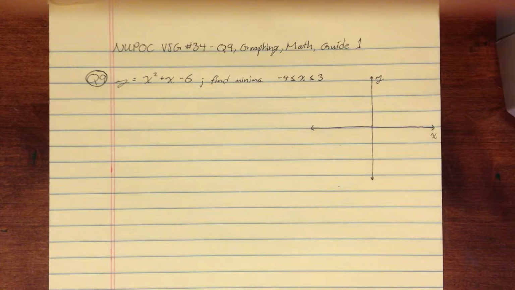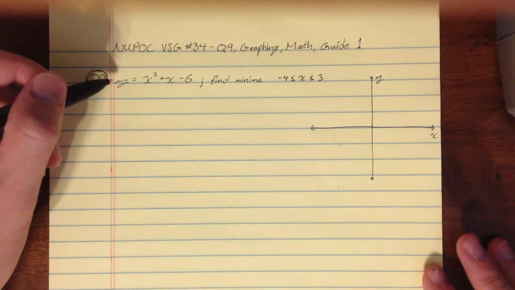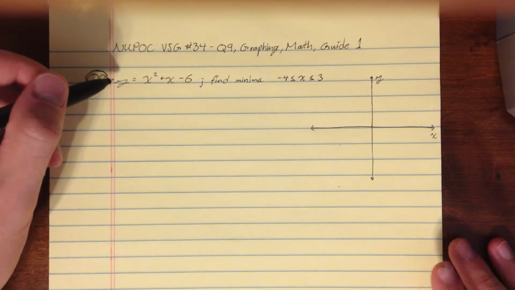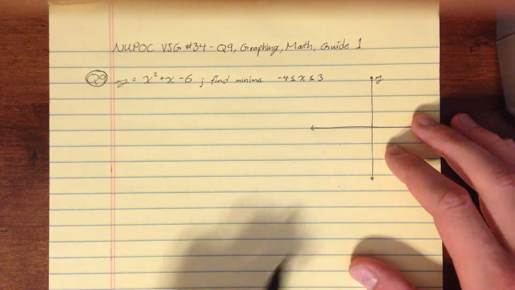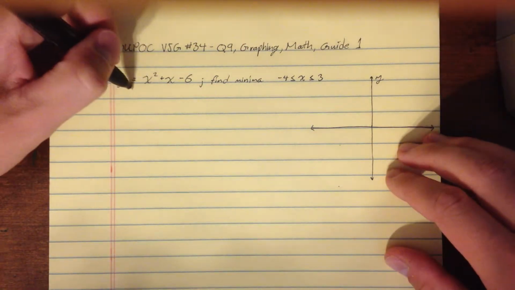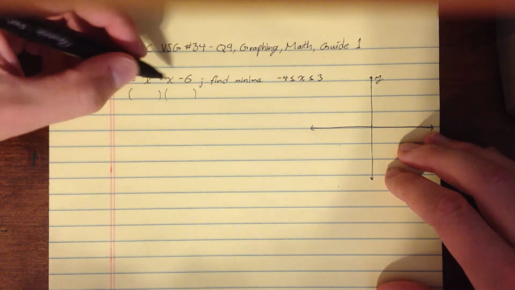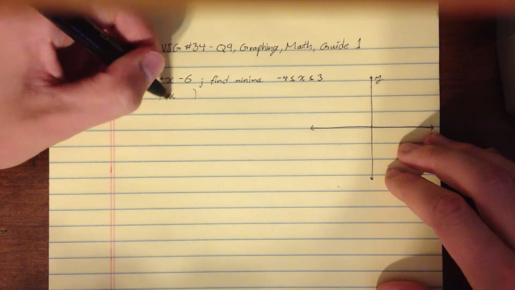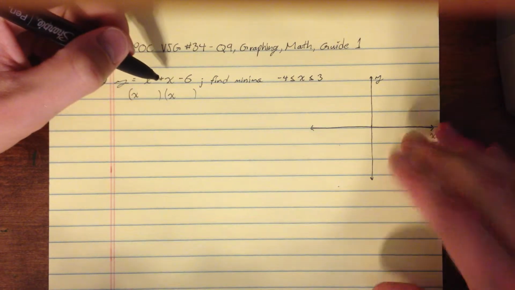Let's look at question 9 in the graphing math section of guide 1, where we have this quadratic function, and in addition to graphing it, we're asked to find the minima within these boundaries of x. So let's go ahead and start by finding the roots here. This is easy enough to do by inspection. This is just going to be what multiplies to minus 6 and adds to positive 1.